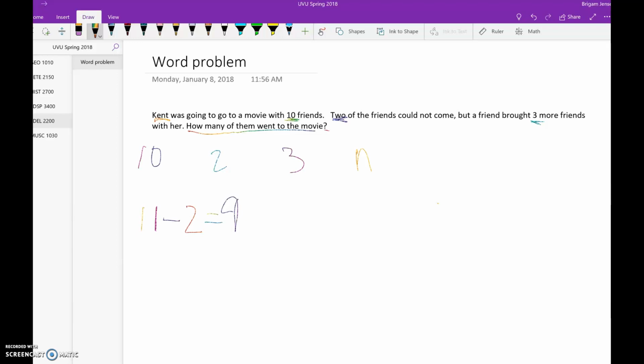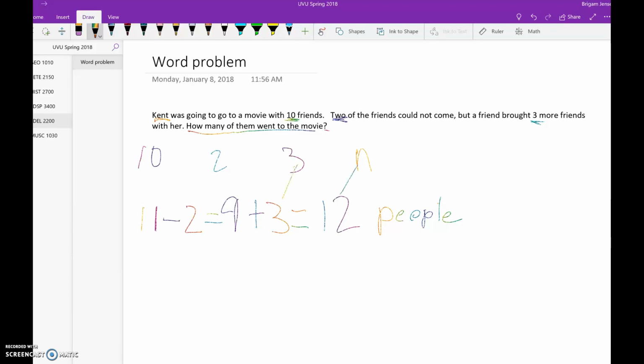Now, a friend brought 3 more friends with her. So now we're having 9 because we took away those 2 people. But one of the friends brought 3 extra people. So now we're going to add 3 to the 9 we have, equals 12. And so in total, we're going to have 12 people that went to the movie. So that's our n right here.